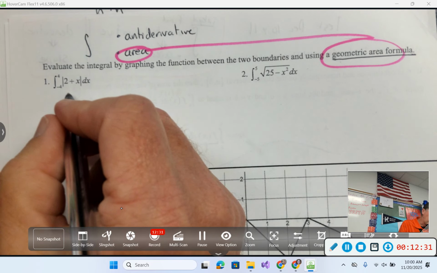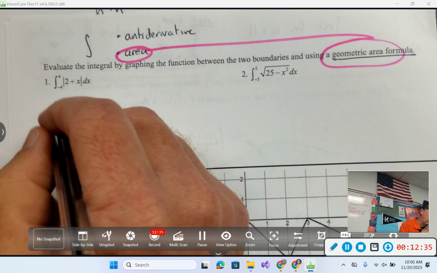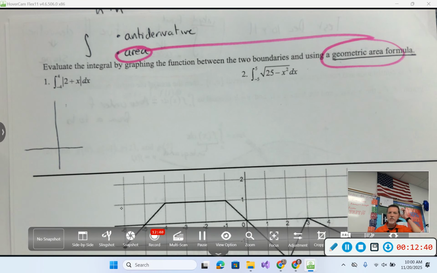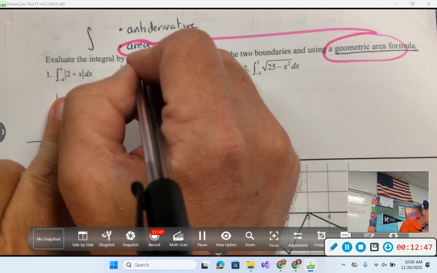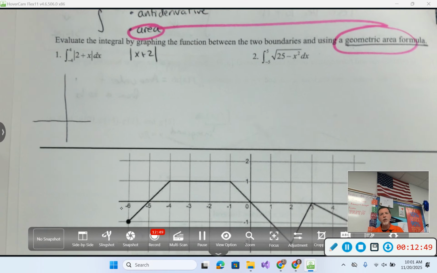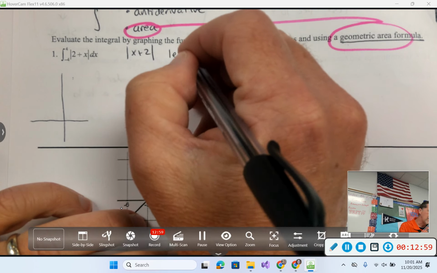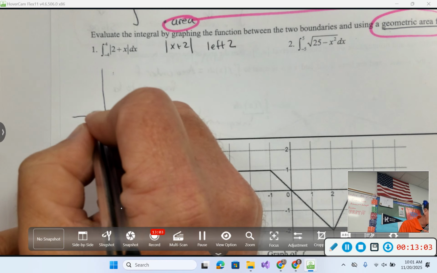So let's see. Absolute value of 2 plus x. What does that look like? Do you remember what the absolute value looks like? Forget about the plus 2 thing. What does the absolute value look like? The V. And I don't like 2 plus x. I would write that as x plus 2. So do you remember your transformation rules? What is x plus 2? What does the plus 2 do to the graph? It shifts it left 2. So we're going to take that V that we like and shift it to the left 2 spots.